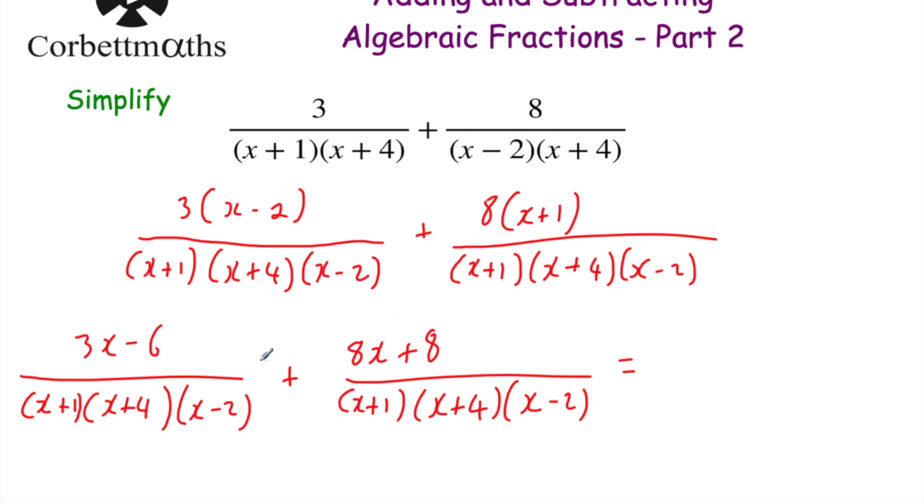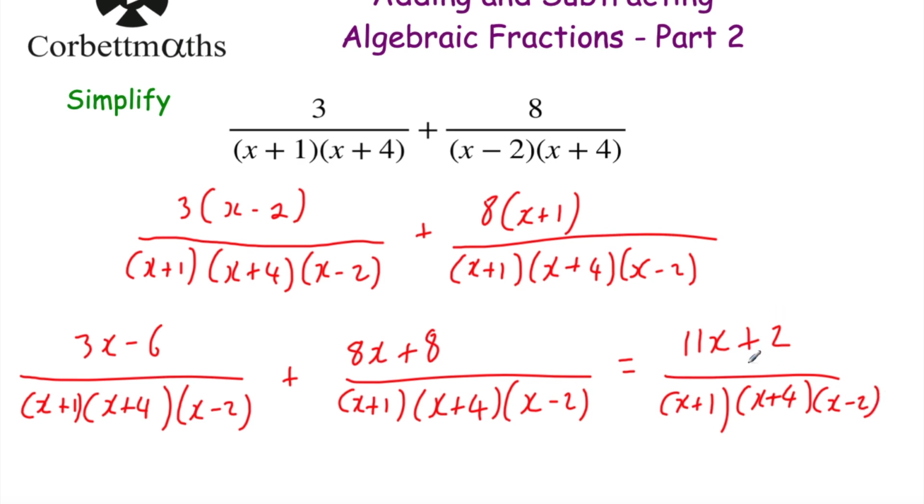You've got 3x's plus 8x's, and 3x's plus 8x's would be 11x's. That's 11x. And then we've got minus 6 plus 8. And minus 6 plus 8, well, if you're at minus 6 and you go up 8, you're going to get to 2, so it'll be plus 2. And then our denominator, which is x plus 1, x plus 4, and then x minus 2.